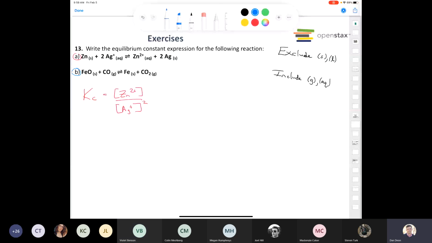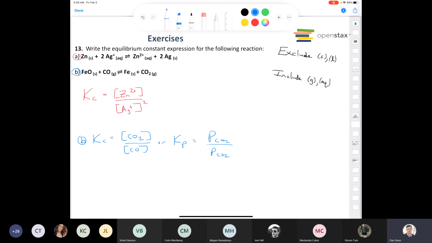So for B, same thing. We're going to leave out the iron, and we're going to leave out the iron 2 oxide. So we leave those out, and we get that Kc is equal to the concentration of CO2 divided by the concentration of carbon monoxide, and that's it. If you wanted to write a Kp for it, you'd say the pressure of CO2 divided by the pressure of carbon monoxide. Since they're gases, either one works.